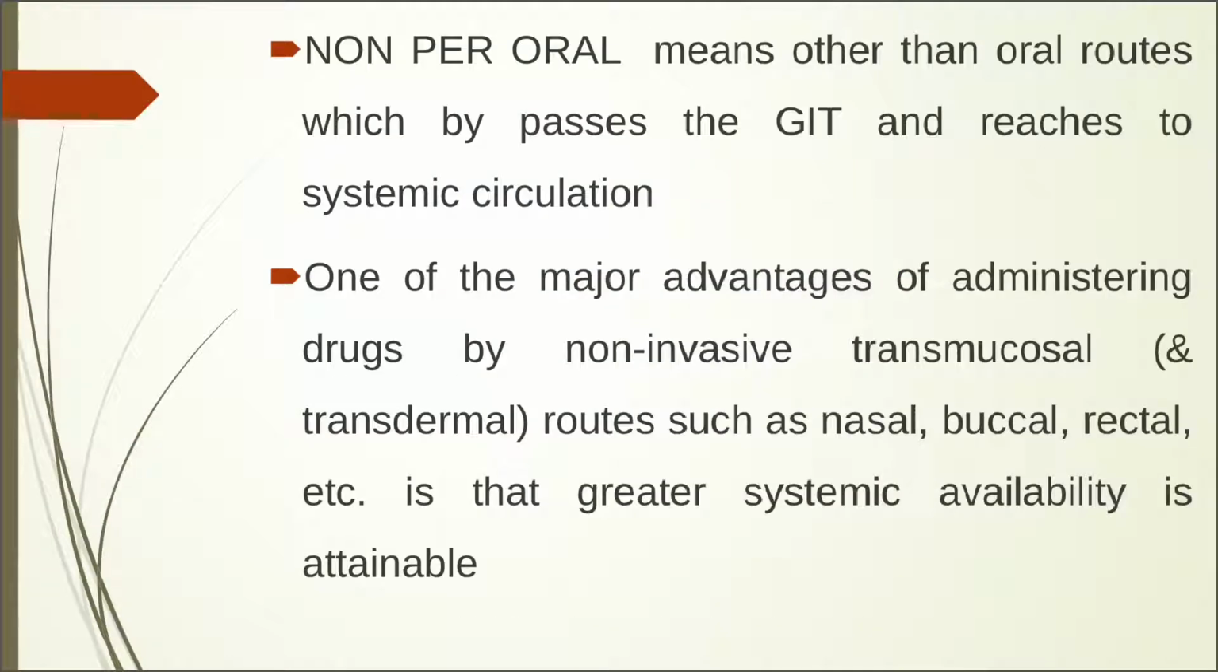So let us understand what is non-per-oral route. Non-per-oral means other than oral routes, which bypass the gastrointestinal tract and reach the systemic circulation. So via these particular routes, drug directly goes into the blood circulation, and by means of using various routes and dosage forms, we are avoiding or bypassing the gastrointestinal tract.